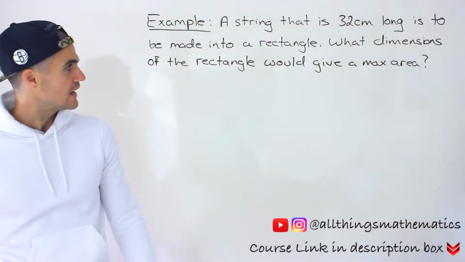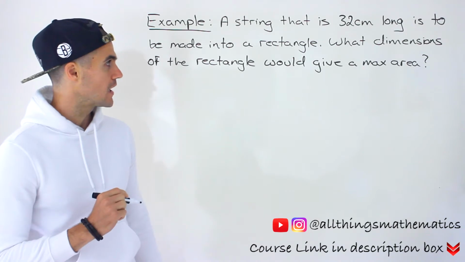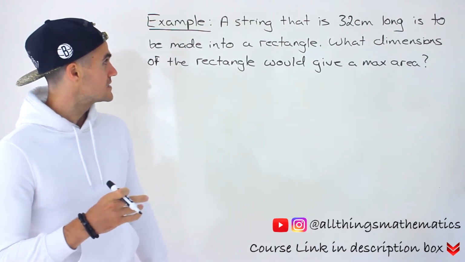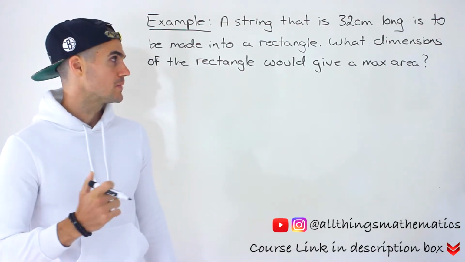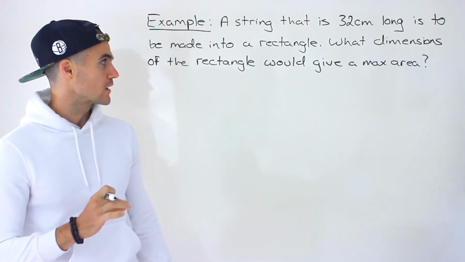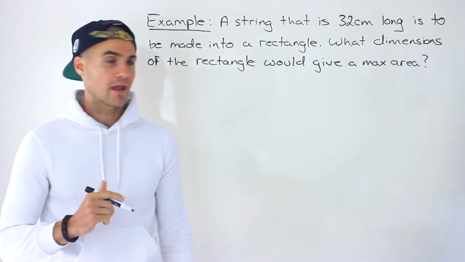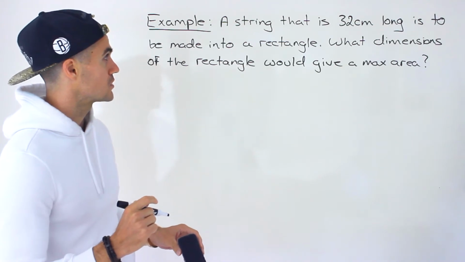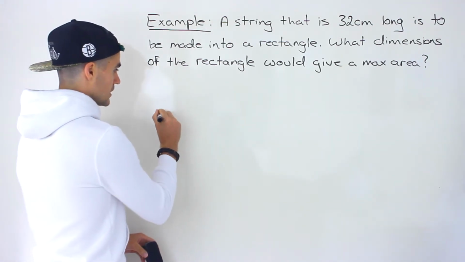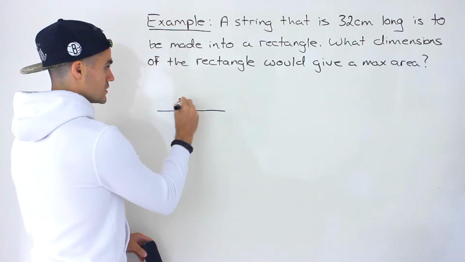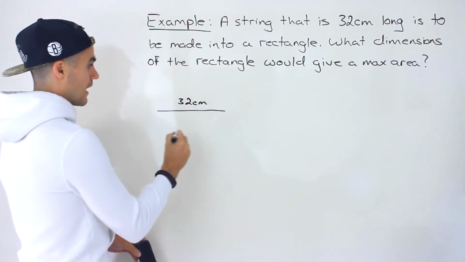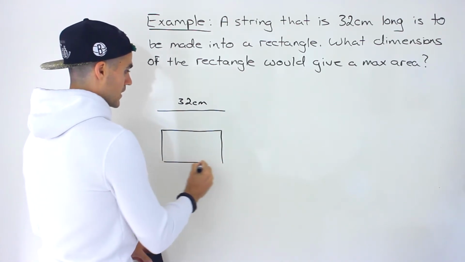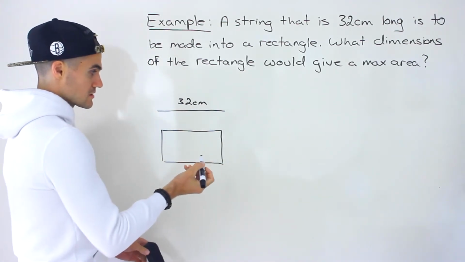Moving on to the next question dealing with maximum and minimum word problems. So we're told that a string that is 32 centimeters long is to be made into a rectangle, and we have to find the dimensions of the rectangle that would give us a maximum area with that constraint of the string being 32 centimeters. So what's happening, we're taking a string that is 32 centimeters and we are making it into a rectangle. So what else does that mean?